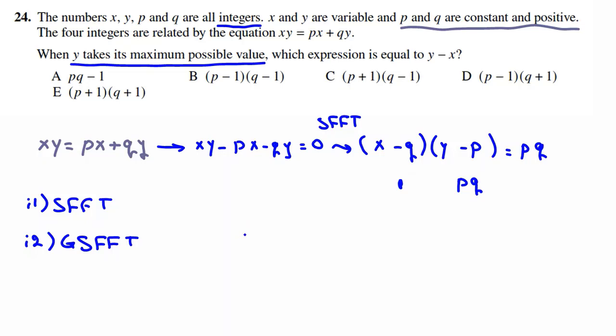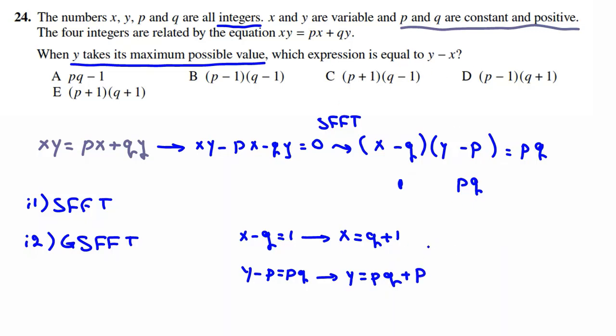So here we can conclude x minus q is 1, y minus p is pq. So if we add q to both sides, x is q plus 1, and if we add p to both sides, y is pq plus p. Then the problem says y minus x is what? y minus x is pq plus p minus q minus 1.